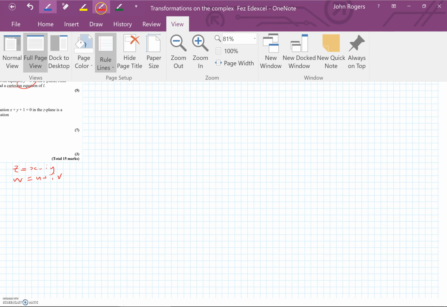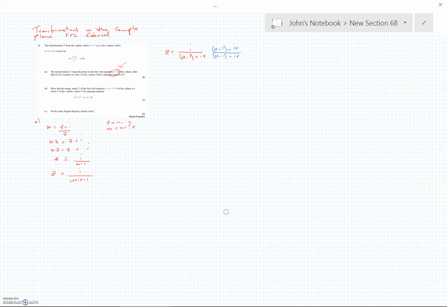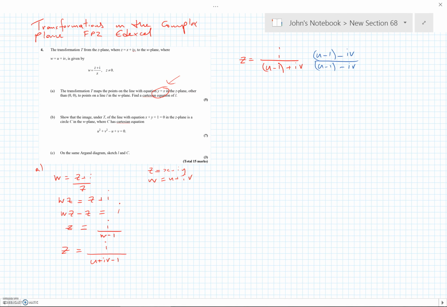Okay, so let's just work with that. Now let's multiply it out. On the top we get (u minus 1) i, and because it's minus i times i, that's going to be plus v, because it's minus i squared, which is 1. And on the bottom we've got the conjugates: (u minus 1) squared plus v squared.